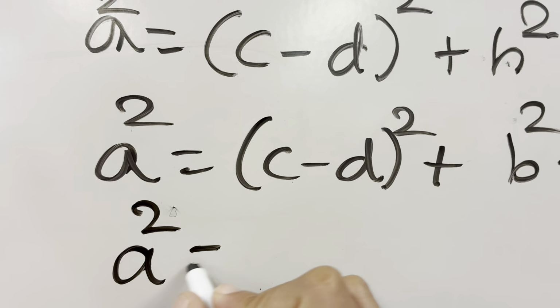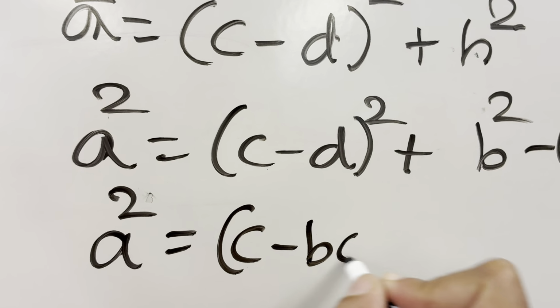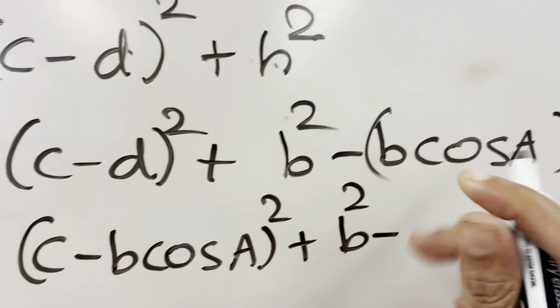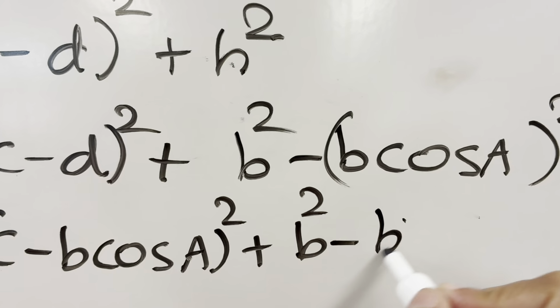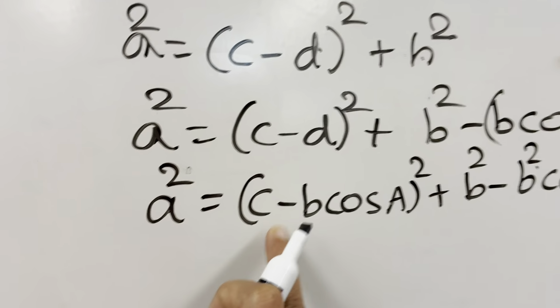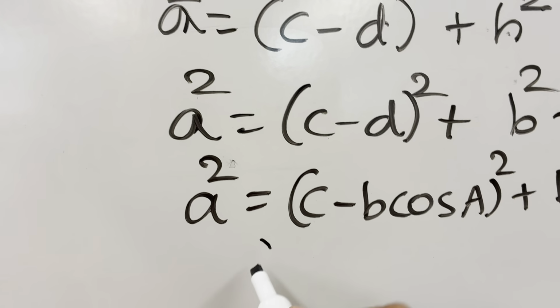a square is equal to (c minus b cos A) whole square plus b square minus (b cos A) whole square, which can be written as b square cos square A. And now let's apply the (a minus b) whole square formula here.